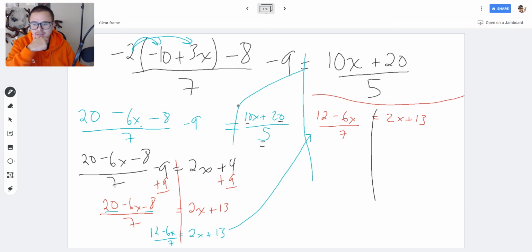So we're dividing by 7. So I would get rid of that by multiplying by 7.